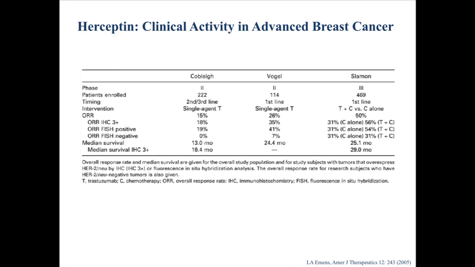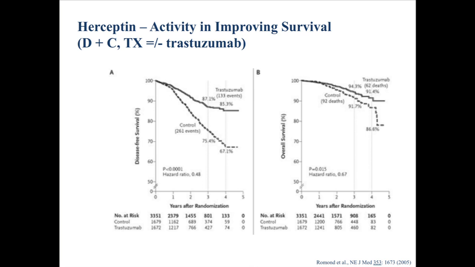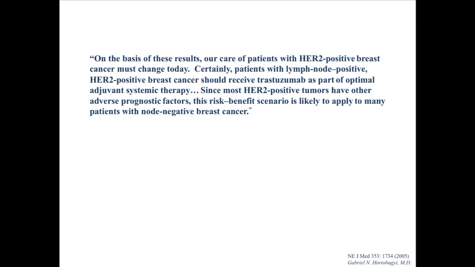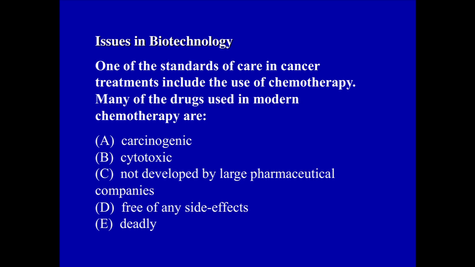And this table shows the clinical activity of breast cancer related to treatments with Herceptin. And the activity has improved survival as demonstrated in these graphs here. So on the basis of these results, the ability to care for patients with HER2 positive breast cancer has changed dramatically. And certainly patients with lymph node positive HER2 breast cancer should receive these types of drugs as an optimal part of systemic therapies.